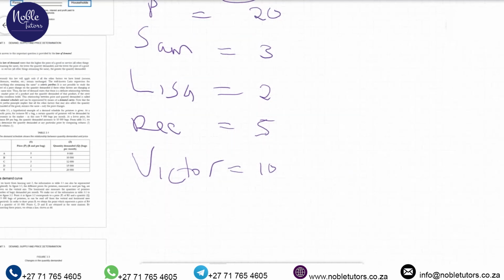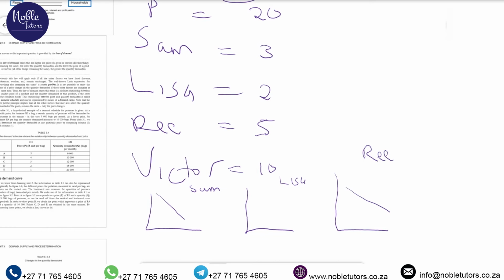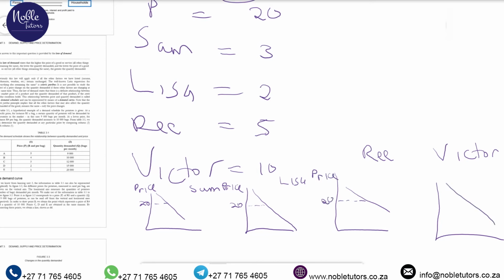Let me try to draw the individual demand curves, the small individual demand curves. Downward sloping, this one is for Sam. This one is for Lisa. This one is for Ree. The last one is for Victor. And the price is 20 rand. That's price. Then quantity demanded.